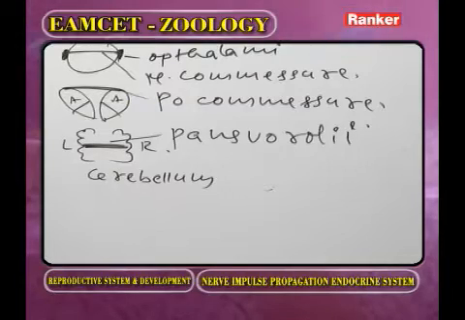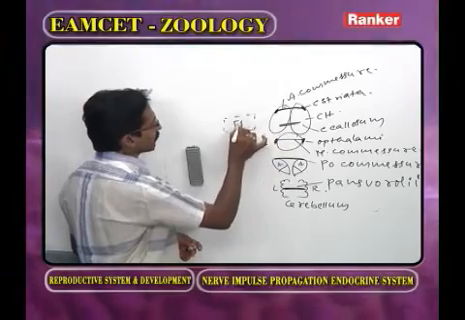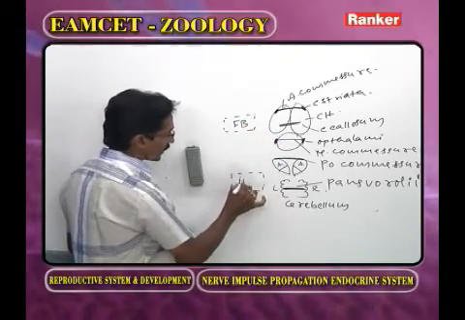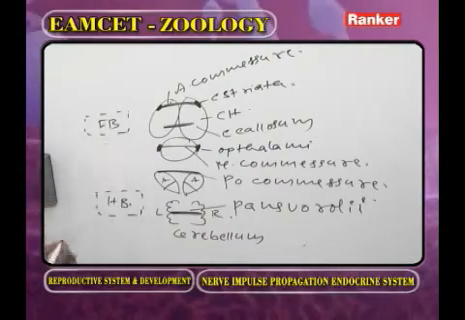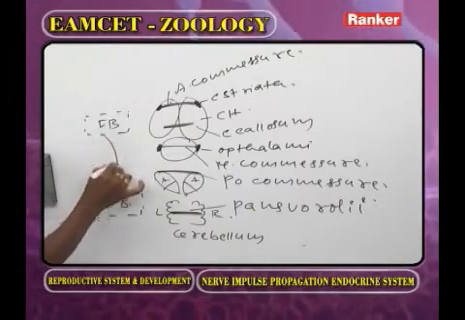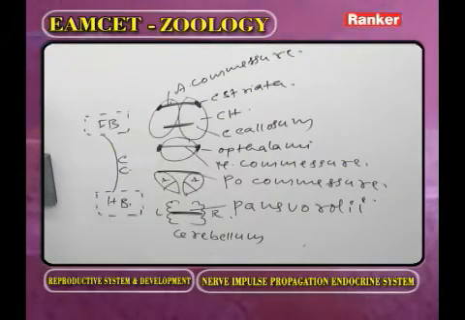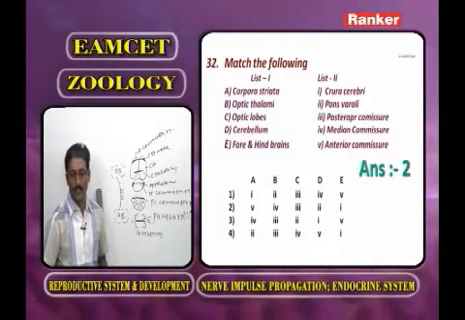Now what about the fore and midbrain? On the ventral side, this one we call the forebrain. On the ventral side, this one we call the hindbrain. Now the forebrain and hindbrain are ventrally connected by crura cerebri. Based on this information, the answer is the second one. Now we go for the next question.